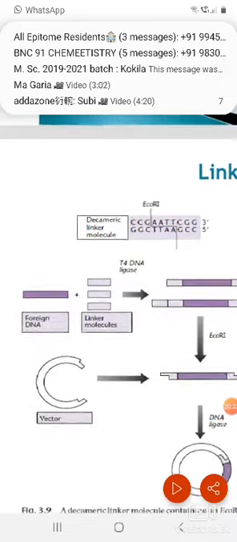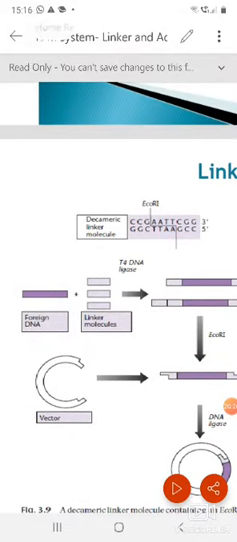See this diagram carefully. This is a decameric linker molecule. That means synthetic oligonucleotides we have introduced. What is there? An EcoR1 site you can see there. Now this purple color one is our gene of interest. That means the insert, the foreign DNA, which I want to clone in a vector which I already cut with EcoR1. But unfortunately, my insert is a blunt-ended one. That means it doesn't have any sticky end. But I want to clone where? In a vector which is already cut with EcoR1.